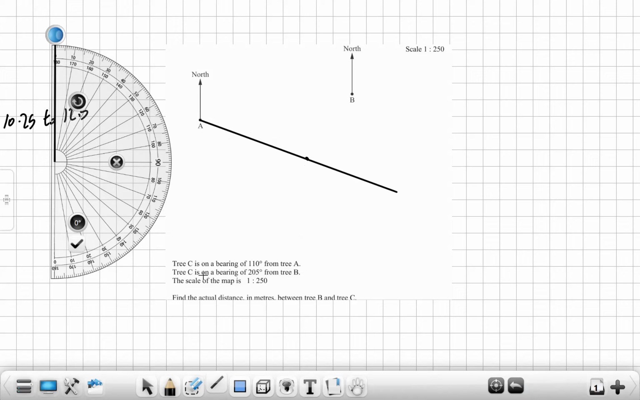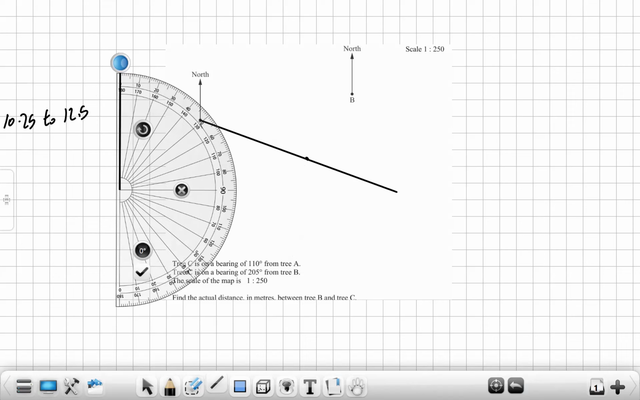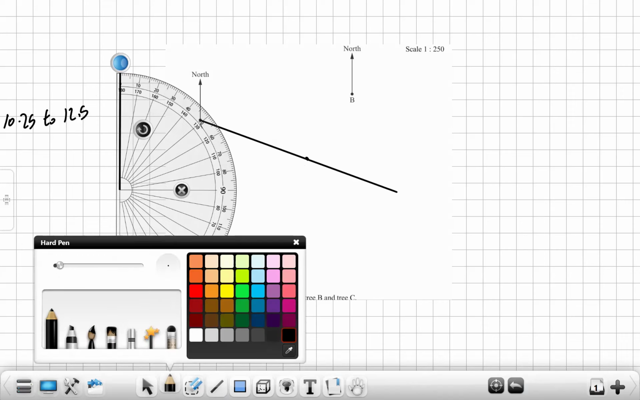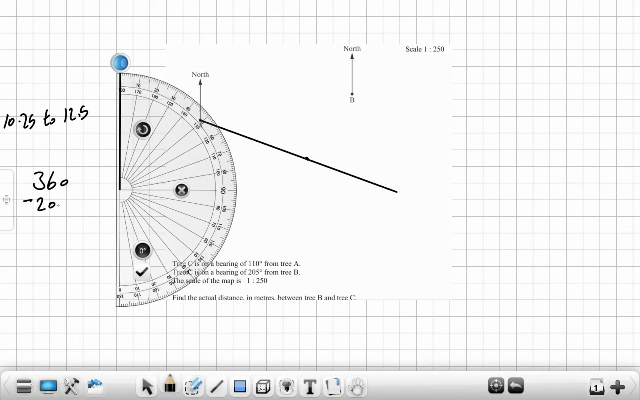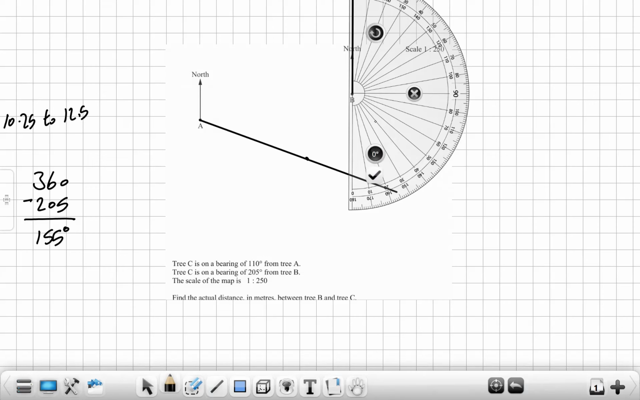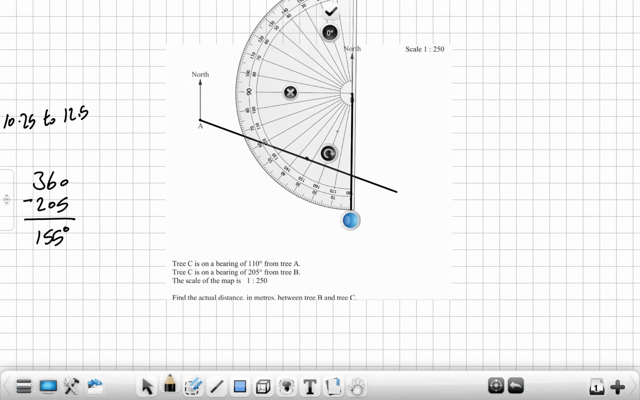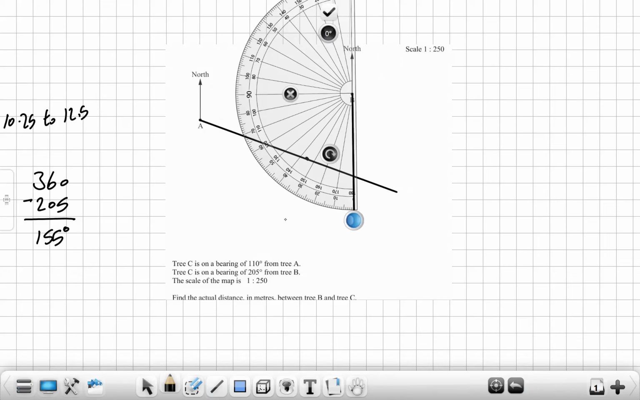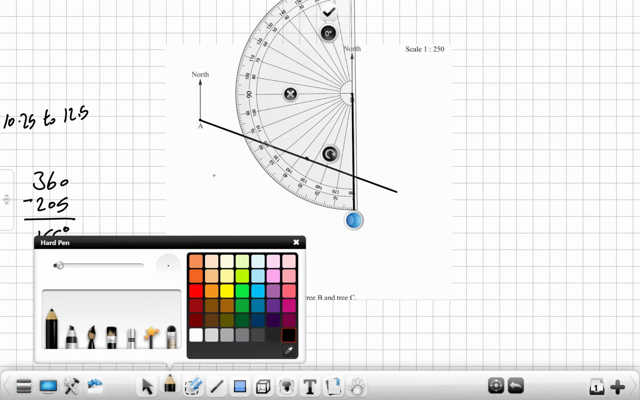All right, and the tree C is on a bearing of 205 degrees. Mister, I cannot use my protractor for more than 180 degrees. So all what you need to do is to do 360 minus 205 degrees is going to give you 155 degrees. And instead of measuring 155 clockwise, no, I'm going to measure 155 anti-clockwise. Because what I want is that 205 degrees clockwise, I minus it from 360, and then I will do 155 anti-clockwise. So 155 is going to be here.